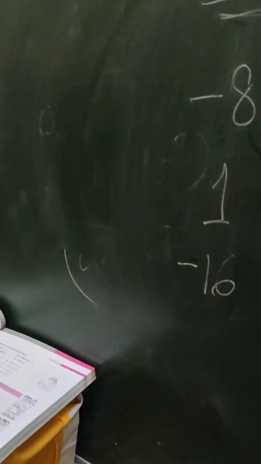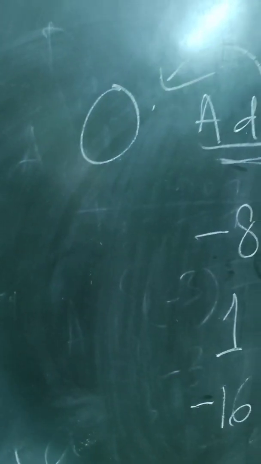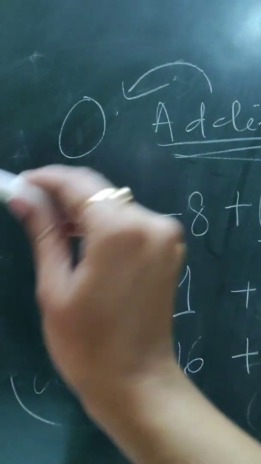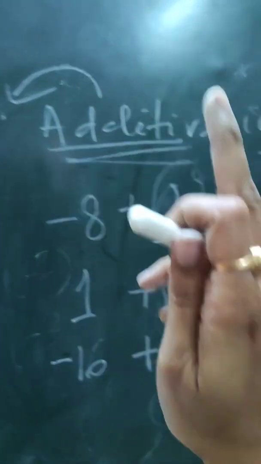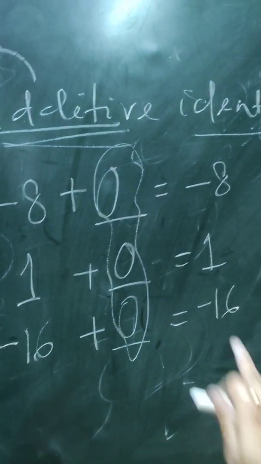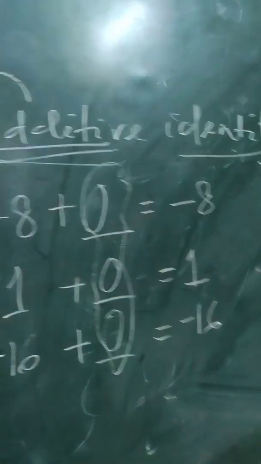So 0 is actually considered the additive identity. That means that if it is added to any integer, whether negative or positive, it is going to give you exactly the same integer. There won't be any change. That's why the term has been used, additive identity.